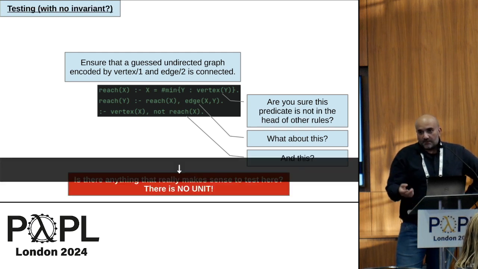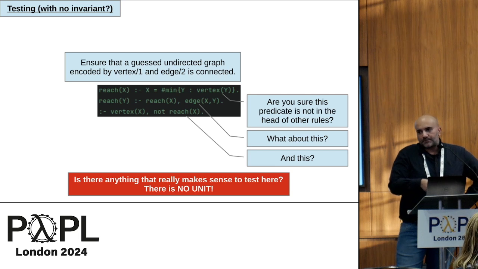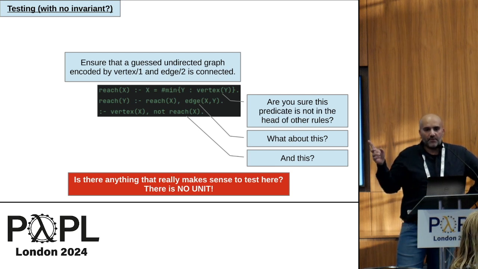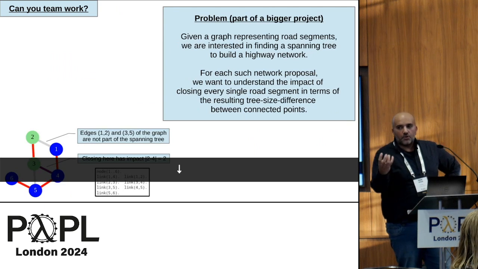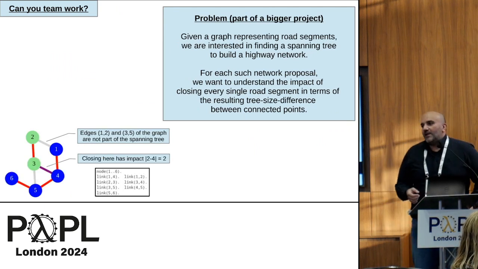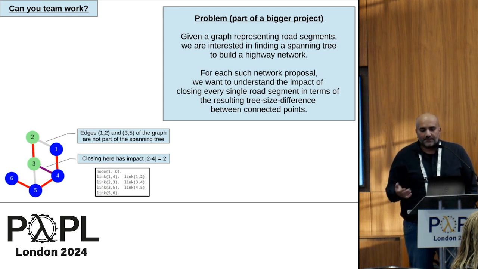And now, another big question. If you don't have an isolation mechanism, what are you going to test? Because anything you test on this program, there is another rule that will be added in another 2-3 lines that will destroy some assumption you had. So there is no notion of unit. And then the other big question is how to do teamwork if you can't isolate your code.